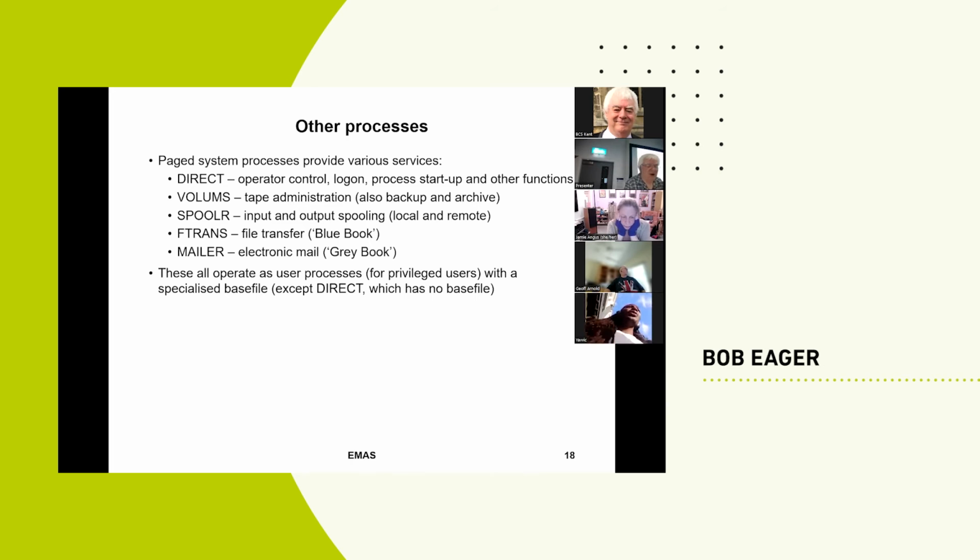Then later on we had FTrans because we got into the academic network, Janet, Joint Academic Network in the UK, and they were into a whole series of OSI protocols, one of which was Blue Book for file transfer. That all got thrown away when the internet stuff really came through. And electronic mail, which was called Grey Book. There were loads of other colours too. Red Book was remote jobs and so on. And all of these had their own specialised base file to do whatever they had to do, apart from direct, which for reasons we'll see had none at all.